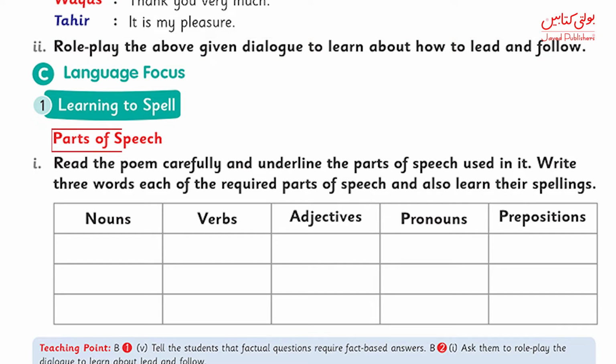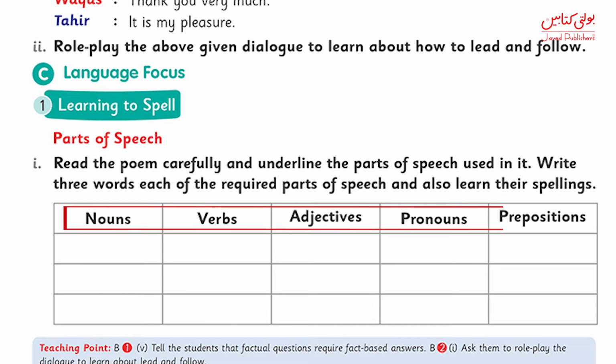Next question is about parts of speech. You have to point out nouns, verbs, adjectives, pronouns and prepositions from this poem. Now you all know what nouns are. Nouns are simply the names of anything, or you can say anything is a noun. Verbs are any action. Adjectives are the quality of the noun. Pronouns are any word used in place of noun. For example, he, she, it. And prepositions show you the place. For example, over, under, above.